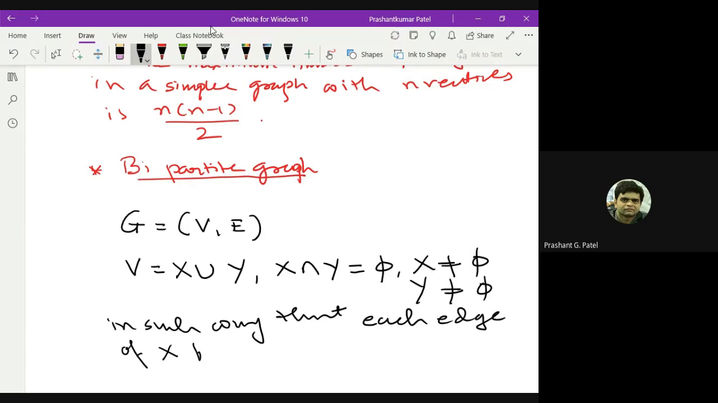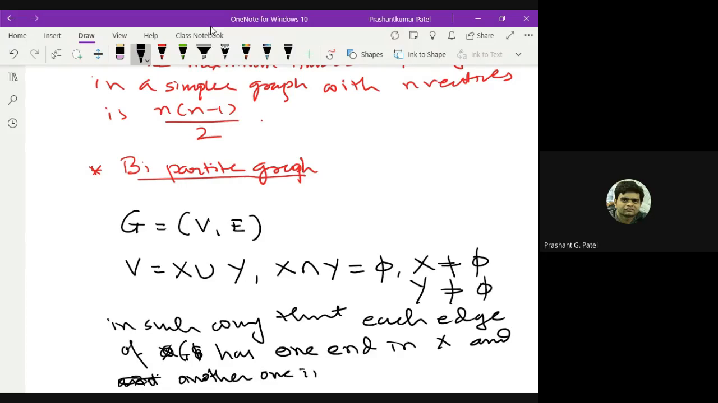has one end in X and another one in Y. So one end point is in X, another end point is in Y, and it has to be true for every edge in that. Then G is called a bipartite graph.